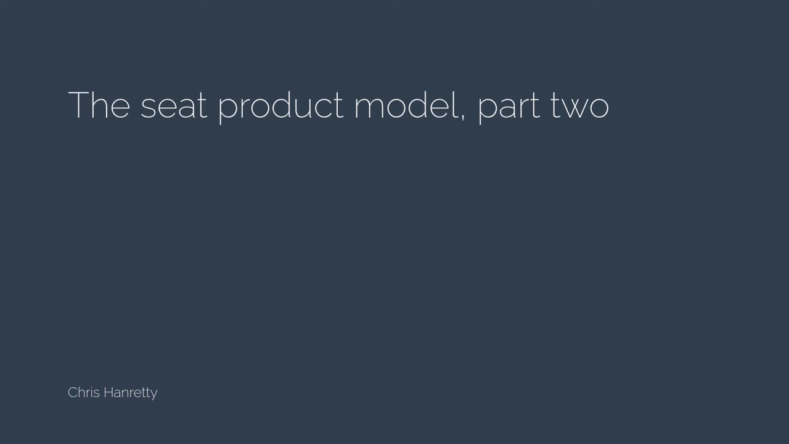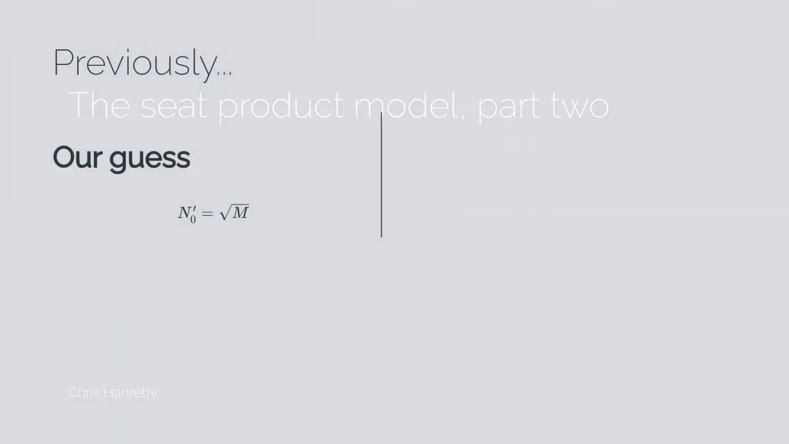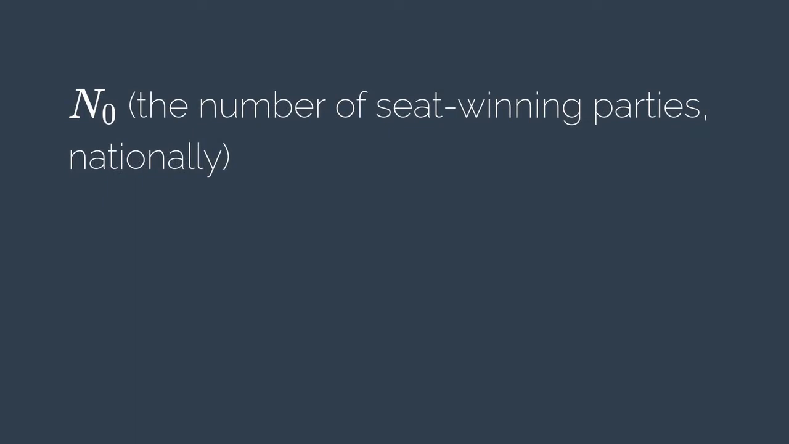In a previous video, I showed how our best guess as to the number of parties that win seats in a given district is equal to the square root of district magnitude m. In this video, I go beyond that to look at the number of parties that win seats nationwide. We're going to use the same logic that we used before.